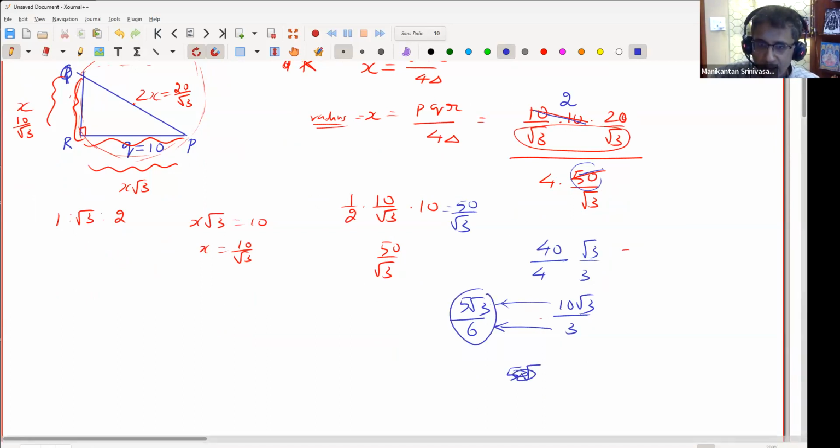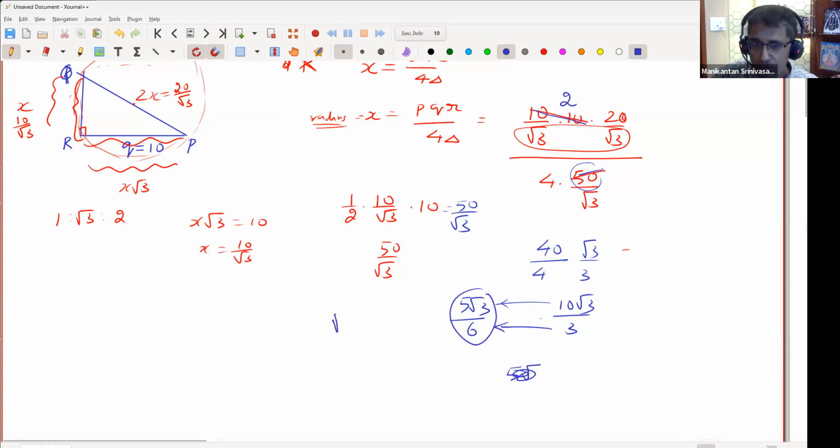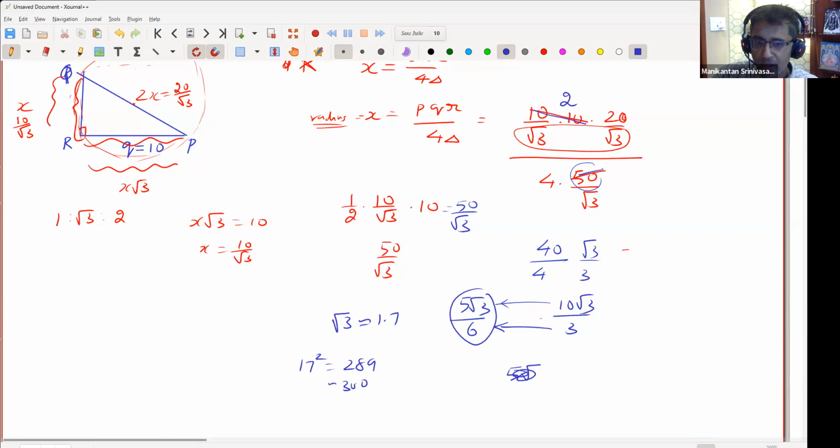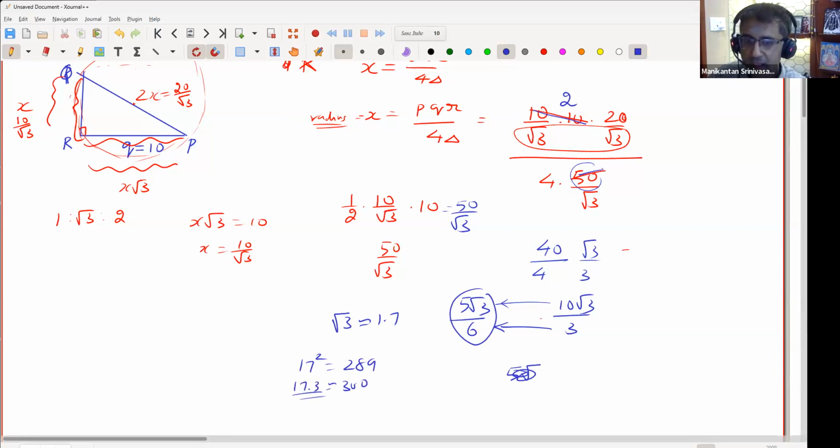So root 3, so you will know you don't have anyone to tell you it's wrong. So which is why you need to do this approximation. Root 3 is approximately 1.7. All of you should know this, right? 17 square is 289. If you know all the perfect squares till 1000, we know 17 square is 289. Therefore, root 300 will be approximately 17, right? You don't need to know the second decimal. At least the first decimal. 1.7 is the square root of 3.